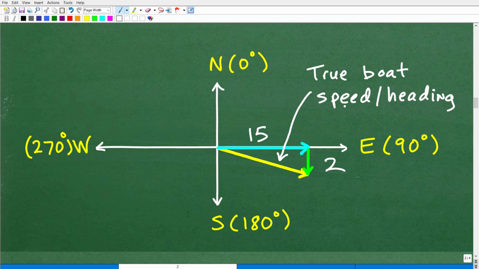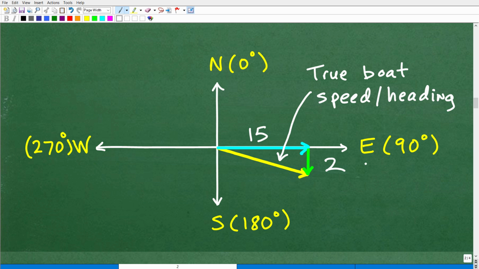So the true boat speed and heading is represented by what we call the resultant vector. Again, we're going to put the boat vector here, and then we're going to put the current vector. We're going to start it at the end, or the tip, of that boat vector, just like this. And then from the tail of the first to the tip of the second, this is what we call the resultant vector. This represents, again, the actual answer, right? The true boat speed and heading with this current acting upon the boat.